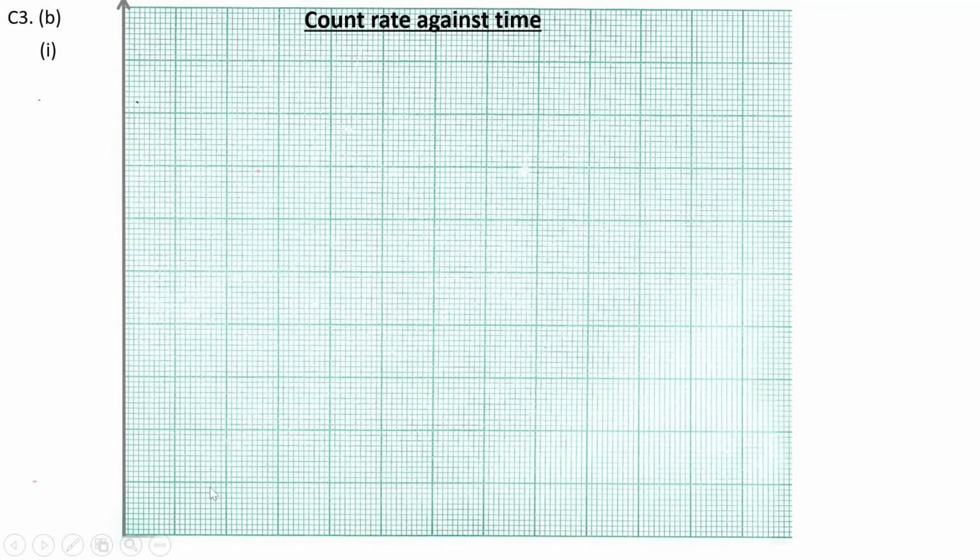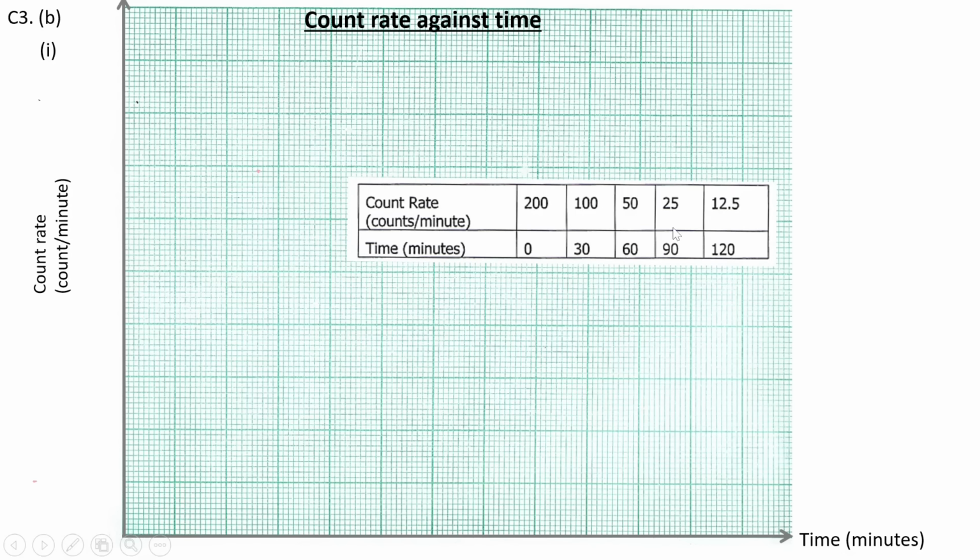So we'll label the axis here. This one should be count rate in counts per minute. Then this one will be time in minutes. Then we'll bring the data. This is the data given. As I said, the values that we put here must be able to accommodate the largest value on the count rate, which is 200. So we'll start with 0. We'll say 20, 40, 60, 80, 100, 120, 140, 160, 180, and 200 there.